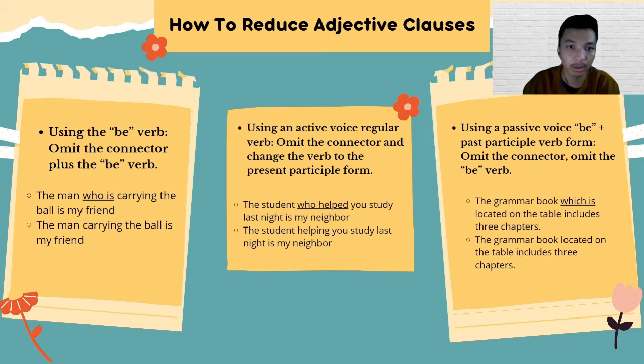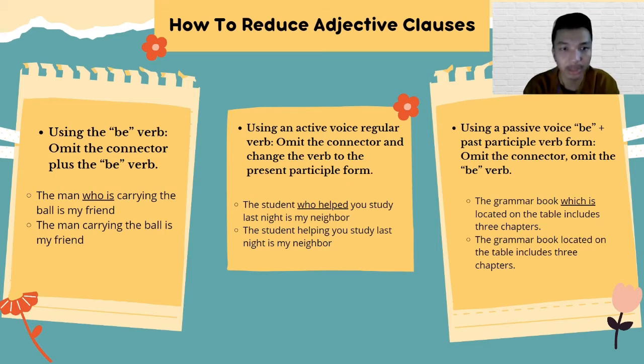For example, the man who is carrying the ball is my friend. We omit the connector and the be verb from the sentence to reduce the adjective clause. In this case, we omit the words who is. The reduced adjective clause for this sentence is, the man carrying the ball is my friend.